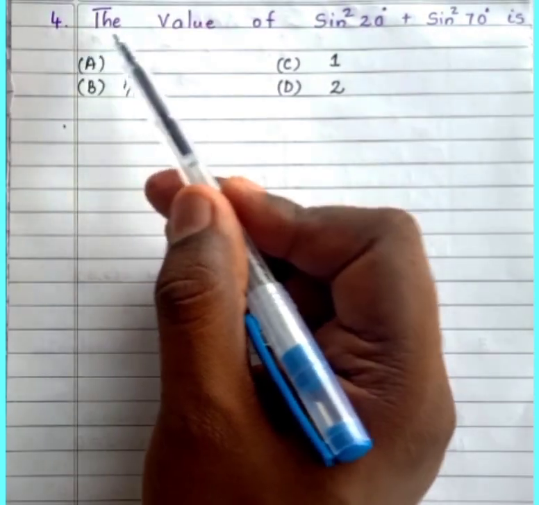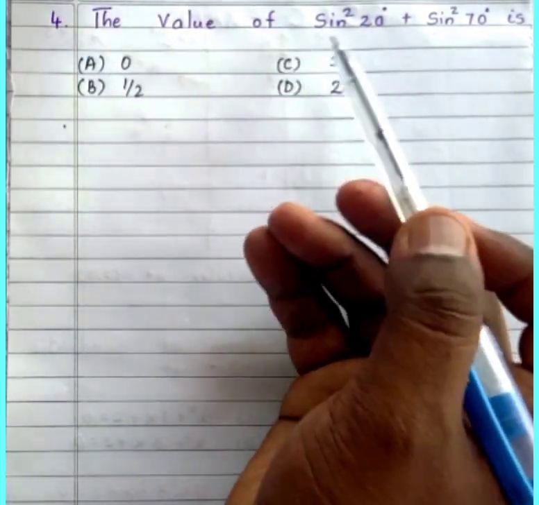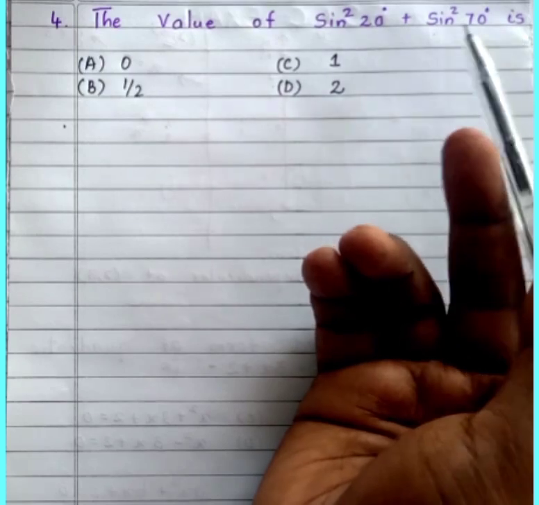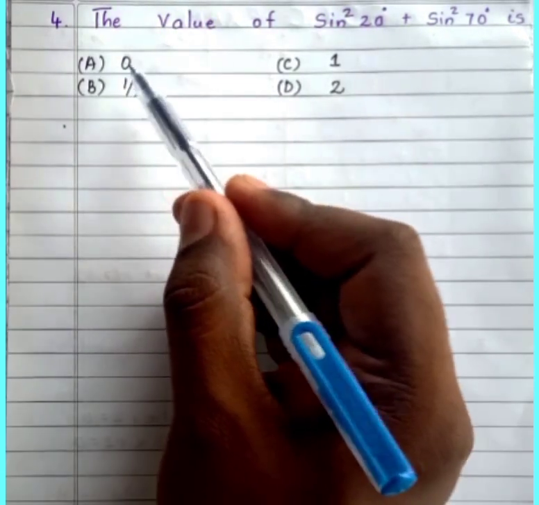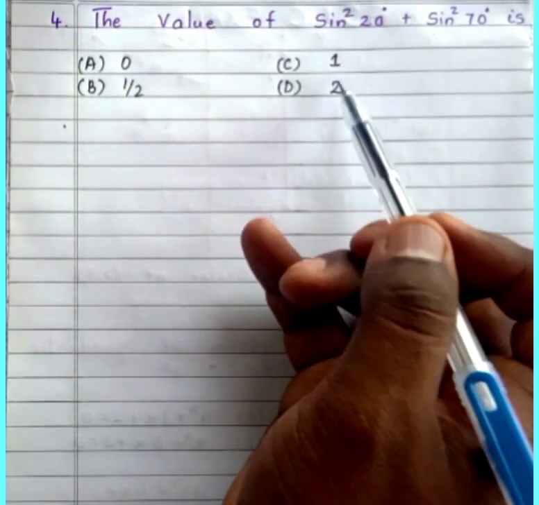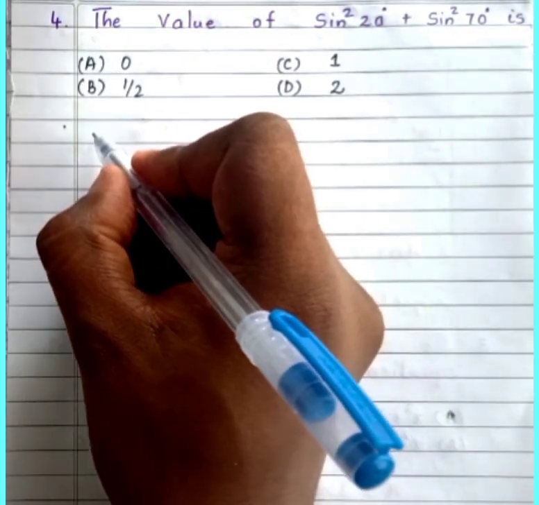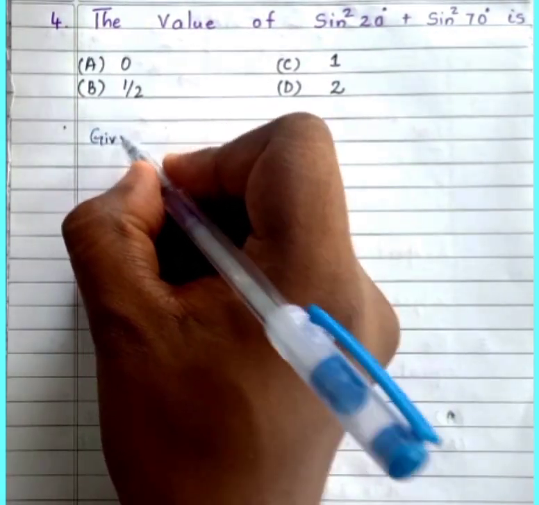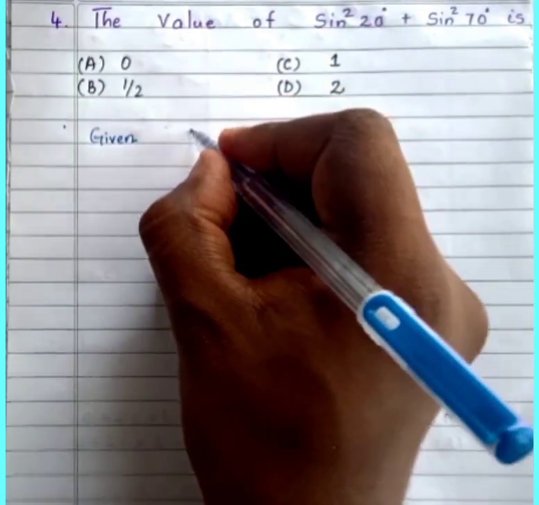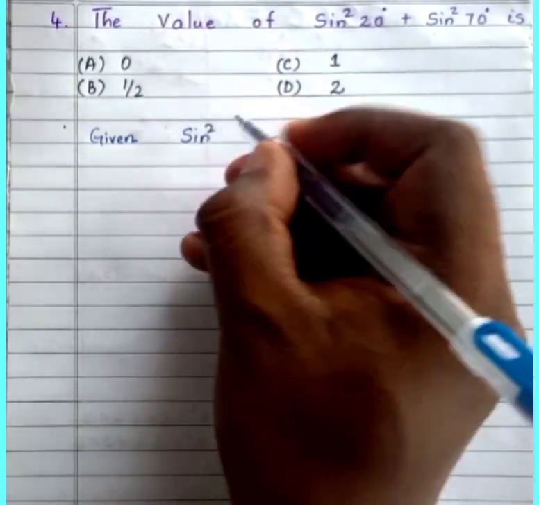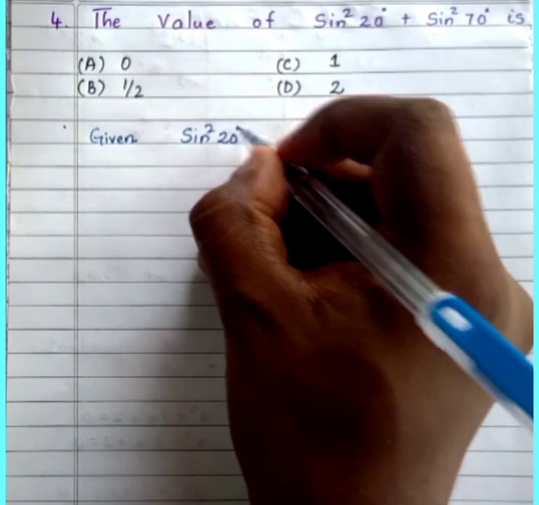Now the fourth question. The value of sine square 20 degree plus sine square 70 degree is: option A 0, option B 1 divided by 2, option C 1, option D 2. Now, given sine square 20 degree plus sine square 70 degree.